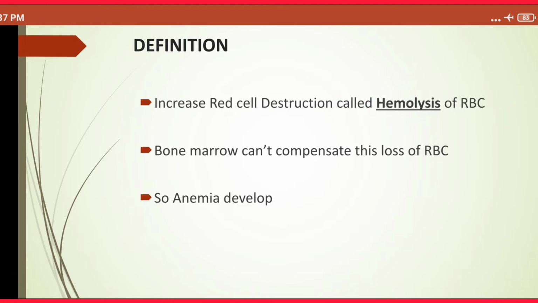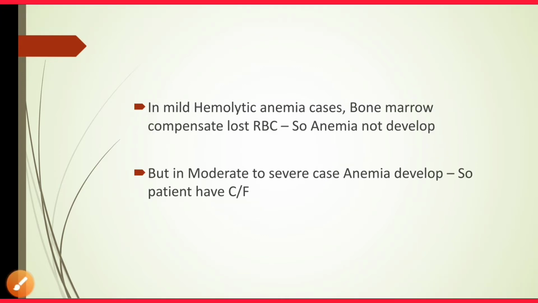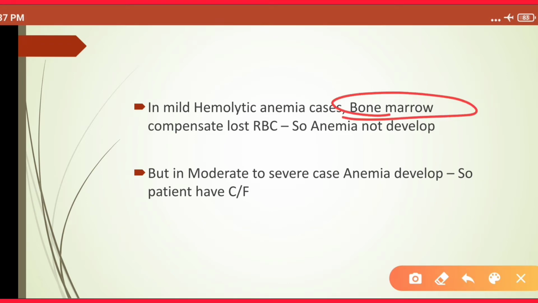Whenever the hemolysis is mild, the bone marrow can compensate the loss. You know very well that any form of blood cell, starting from white blood cells, platelets, red blood cells, all are formed in your bone marrow. So whenever your RBCs get destroyed, the loss will be compensated by the bone marrow. Bone marrow will produce more and more RBCs to compensate the loss. So in a mild case, you will not develop anemia. You will not have any clinical presentation, like in case of thalassemia minor, right?